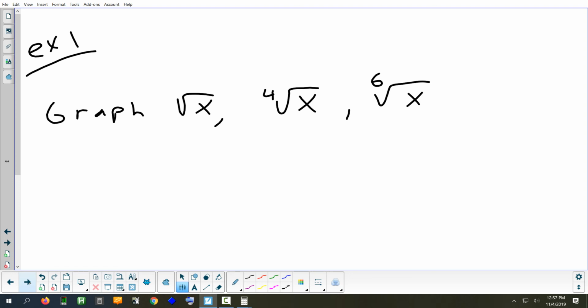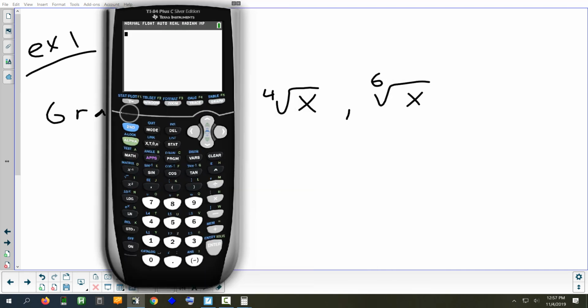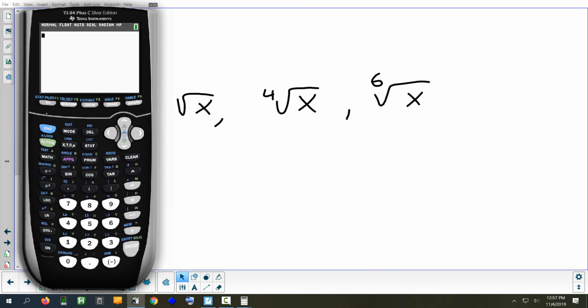So, we're going to keep that in mind, and we're going to graph some roots. We're going to look for some patterns and just see what these look like. Is anyone familiar with what any of these already look like? I mean, they all kind of look the same.